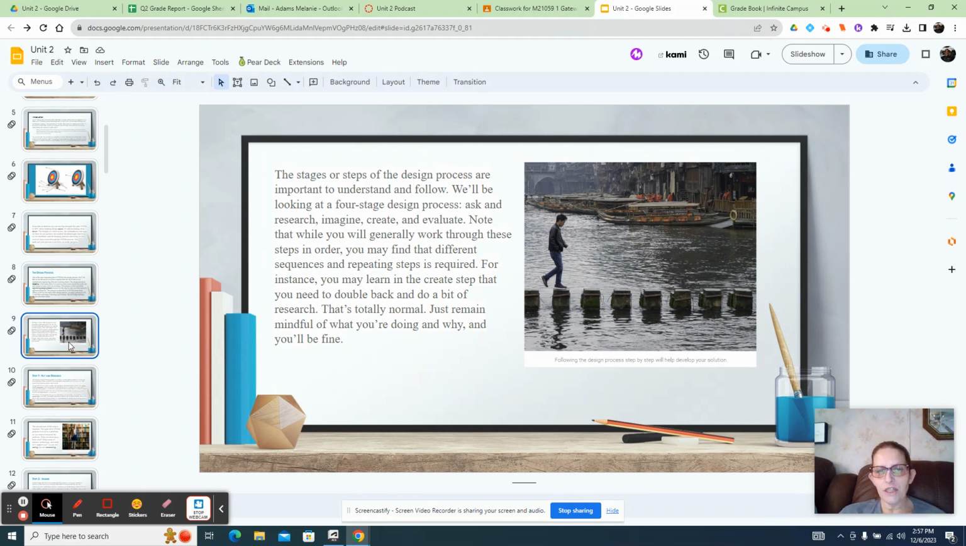So the stages or the steps of the design process are important to understand. And you're looking at a 4-stage design process: ask and research, imagine, create, and evaluate. So the design process has a lot of steps. There's up to 8 steps, but you can simplify that as long as you get them all in.